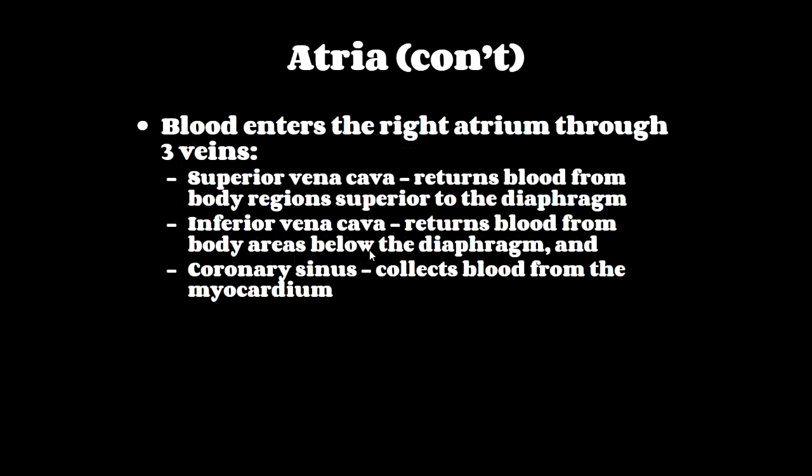Blood comes into the right atrium through three veins. The superior vena cava, at the top of the heart, picks up blood from the superior portion of the body, from the diaphragm up. The inferior vena cava returns blood from below the diaphragm. Anywhere from the diaphragm below comes in through the inferior vena cava. And then there's one more circulation, actually the shortest circulation in the body, called the coronary sinus. These are blood vessels that collect blood from the heart itself and put it back into the heart for circulation.